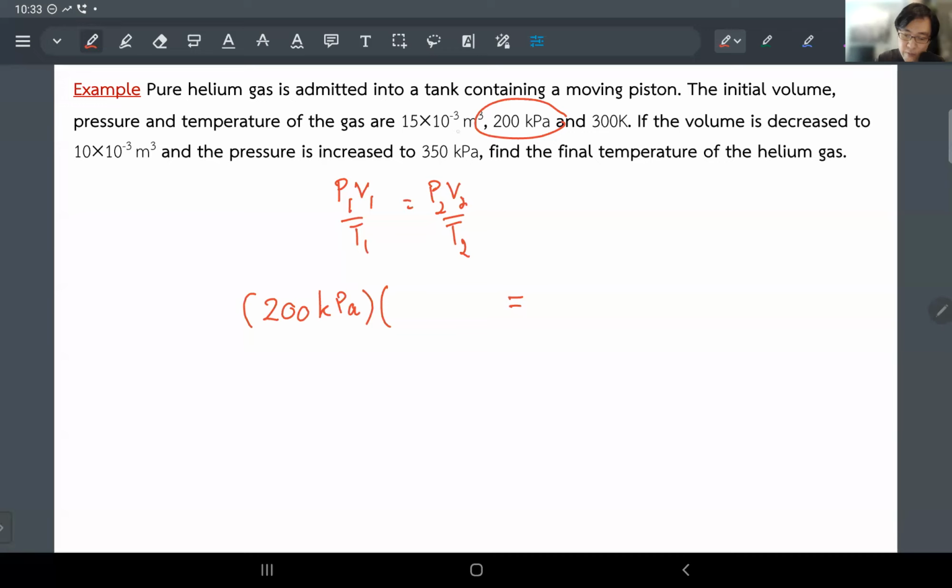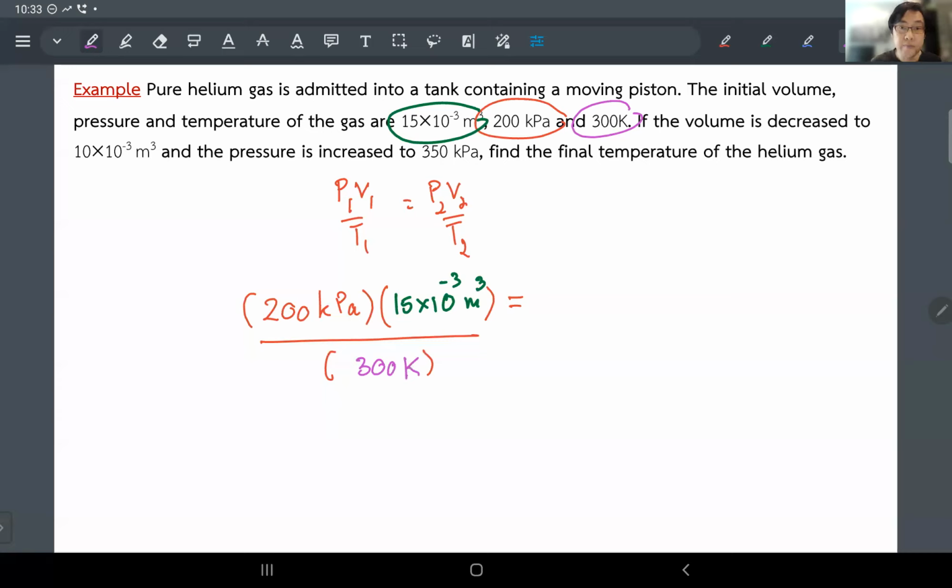Now the volume is right here. It's 15 times 10 to the negative 3. The unit is good already, cubic meter. Divided by the temperature. The temperature is given right here as 300 Kelvin. Nice, it's already Kelvin, so you don't need to convert anything. That's the first state of this gas.